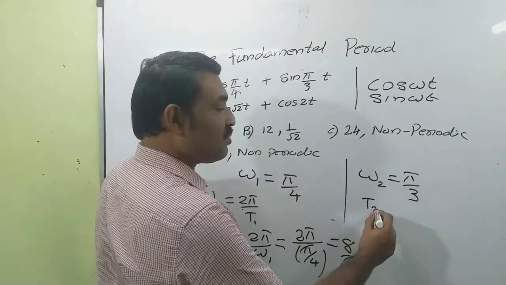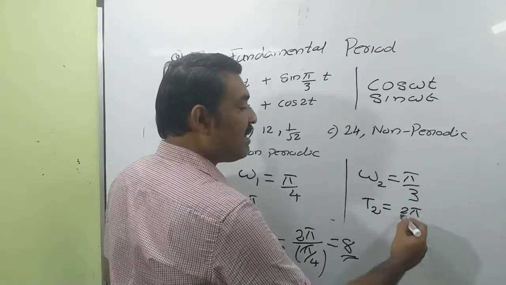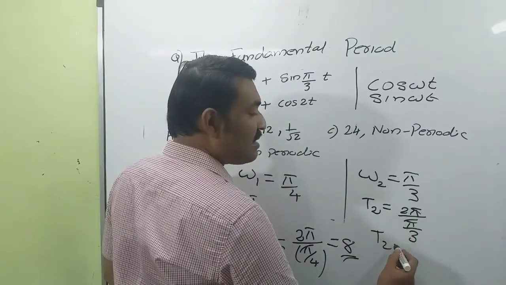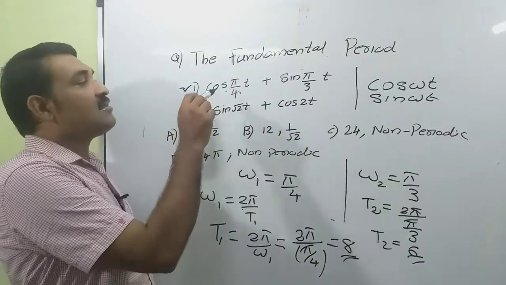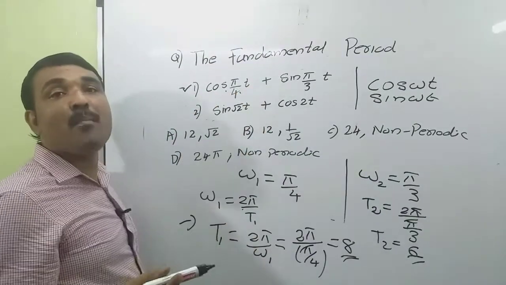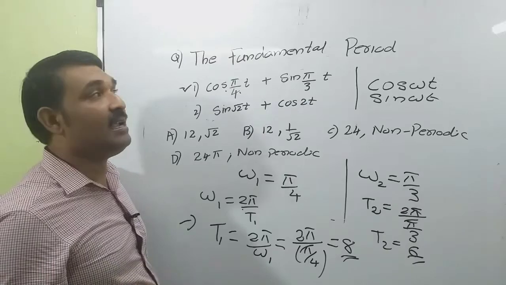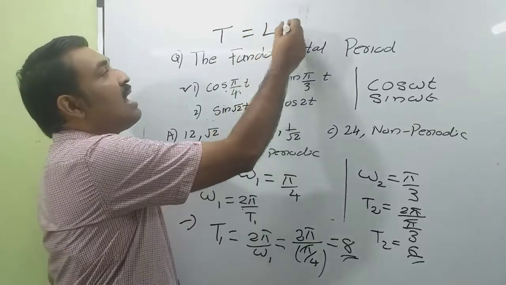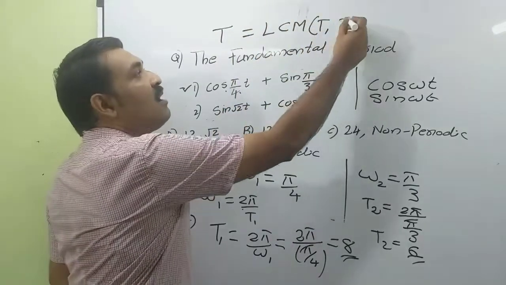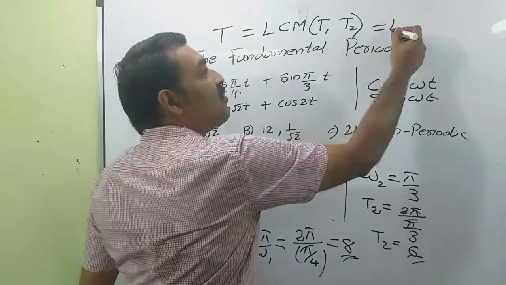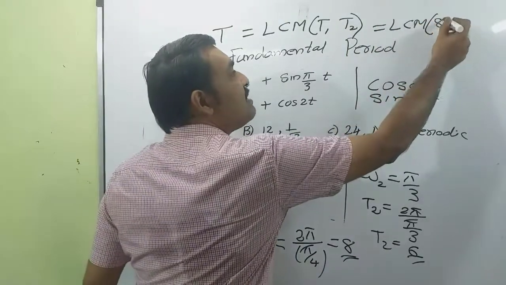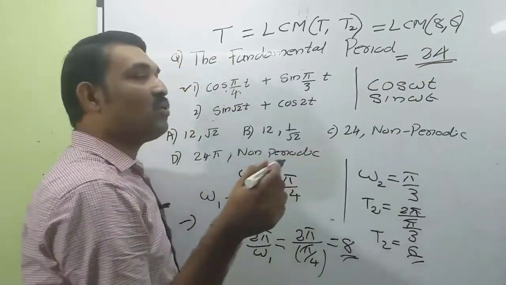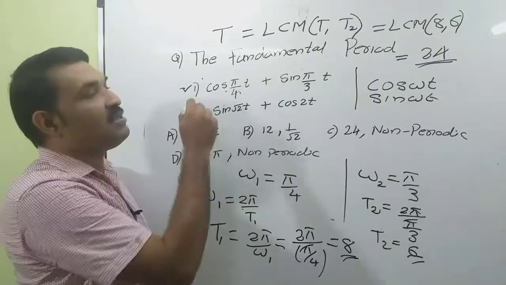Similarly, T2 is equal to 2 pi divided by pi by 3. So, T2 is equal to 6. Since this is a sum of these two terms, the common period is the LCM of T1 and T2. That means common period T is equal to LCM of T1 and T2, that is equal to LCM of 8 and 6, that is equal to 24. So, the period of this signal is 24.